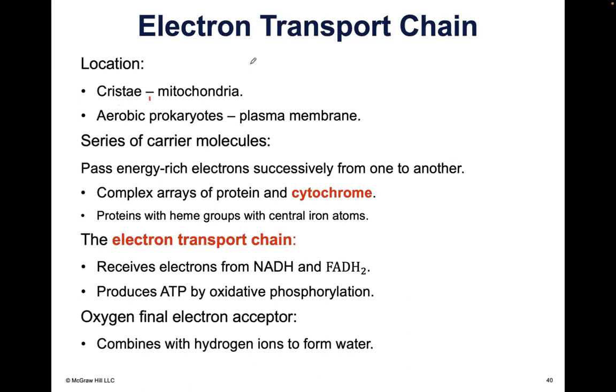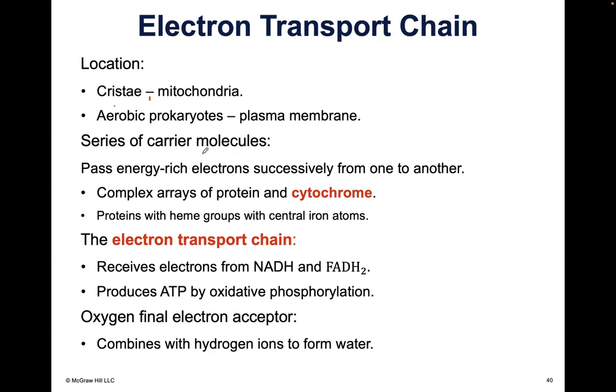Electron transport chain happens in the cristae of the mitochondria. In aerobic prokaryotes, it happens in the plasma membrane. So we have a series of reactions that happen here, and the nicotinamide adenine dinucleotide will convert. This process we see here is actually the end of the process of respiration. In aerobic prokaryotes, it happens in the plasma membrane.